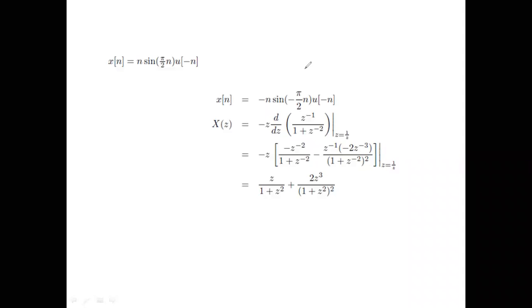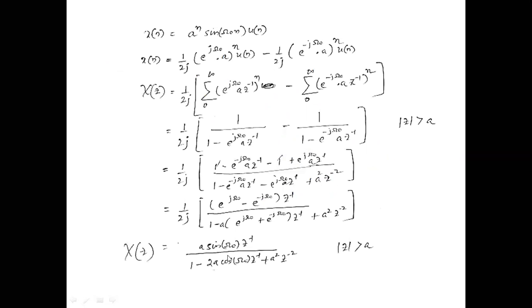So let us go back to the previous result here. What was that? A to the power n sine omega naught n, a is 1. Then instead of omega naught we have pi by 2. So what is sine pi by 2? Sine pi by 2 is 1. So here this entire term will be 1. Cos pi by 2 is 0. That's why this entire term is 0. So we will be left with z to the power minus 1 divided by 1 plus z to the power minus 2.